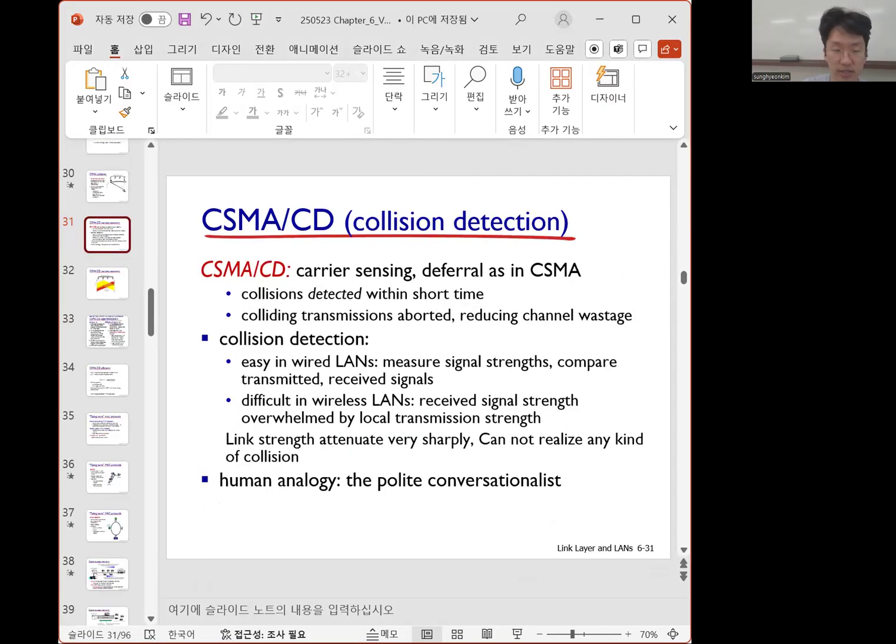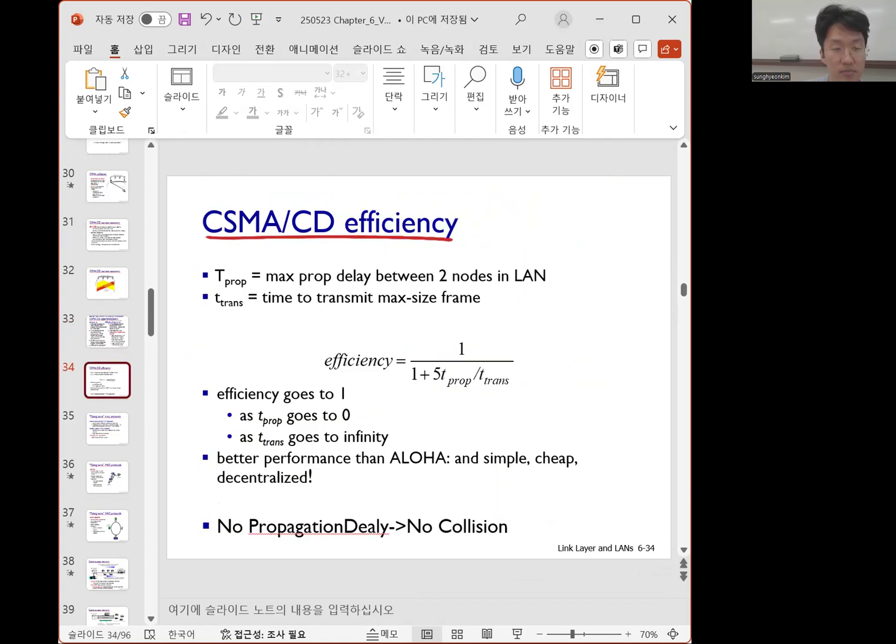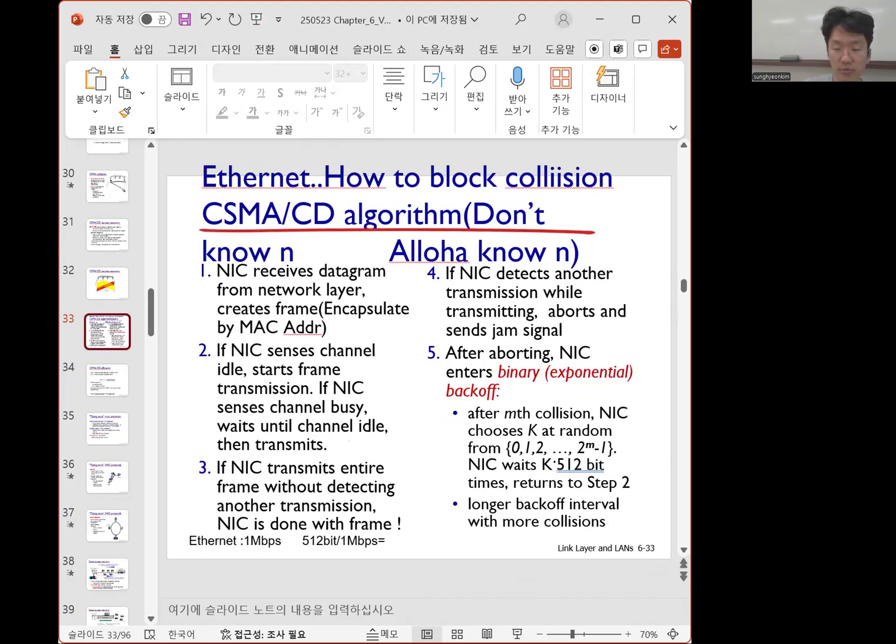CSMA/CD is about collision detection. It can detect collisions. And yeah, we also talk about how to handle collisions in CSMA/CD.